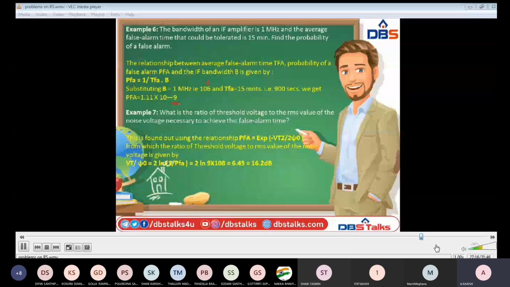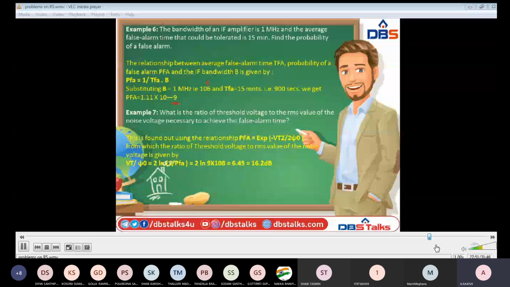Have they given any value for the ratio of threshold voltage to the RMS value of noise voltage necessary to achieve this false alarm time? We have some standards, and by using those standards we have implemented this. That is equal to 2 into logarithm of 9 into 10 to the power of 8, which will be equal to 16.2 decibels. Okay.